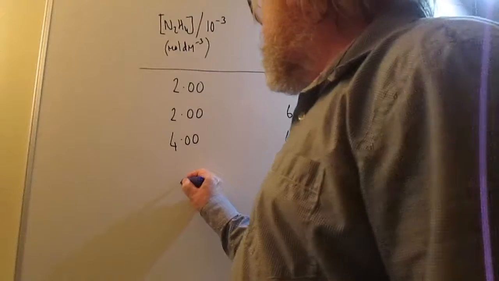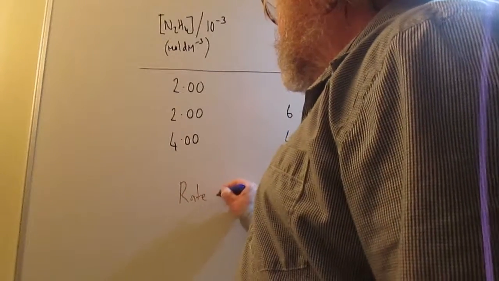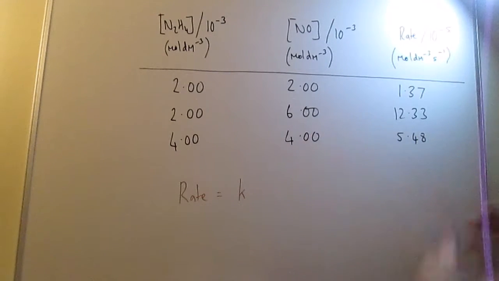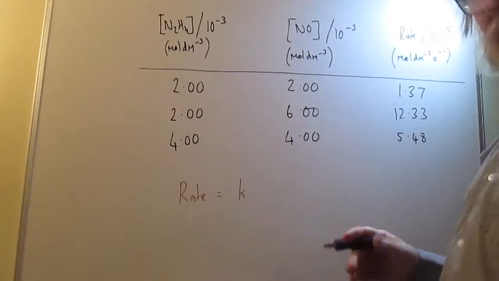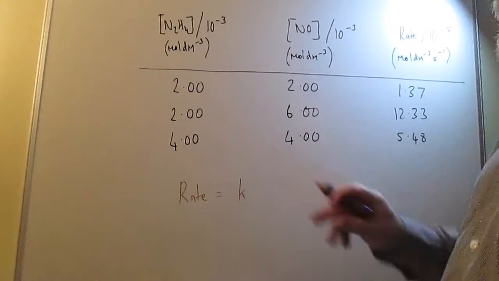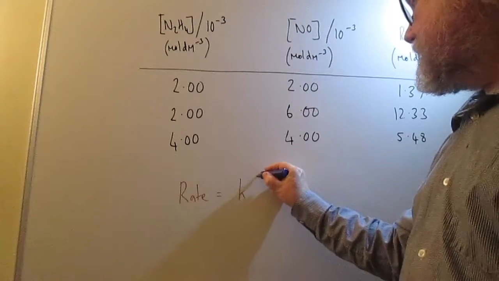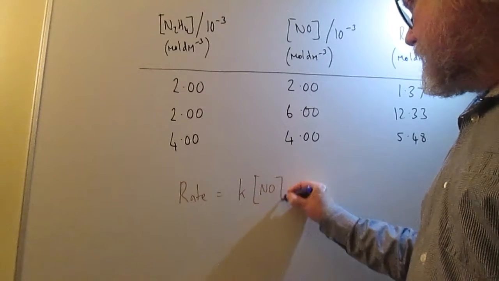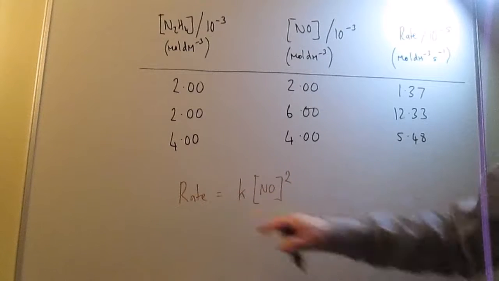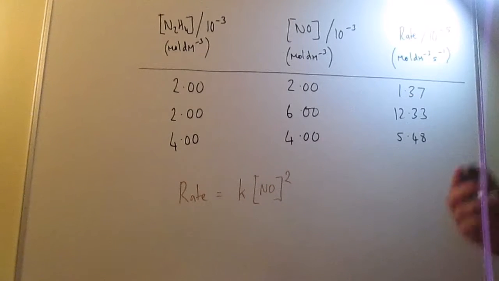And the rate equation is always of the form rate is equal to k. That's a lowercase k, meaning the rate constant, times some function of the concentrations. And in this case we know it's zero order for N2H4, which means it just doesn't appear in the rate equation. If it's zero order, that means it has no effect on the rate, so it's not in the rate equation. But the NO is in there, and we know it's second order for that, so it's k times NO squared, and that's the rate equation. And then it asks us to find the value of k, which is the rate constant, and also to work out what its units are.